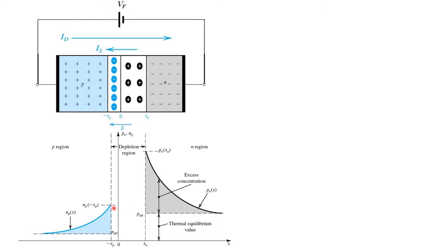On the left, a similar process occurs in the p-type region where excess minority electrons diffuse from right to left deeper into the p-type region, recombining as they go. But again, because the n-type region here is more lightly doped in this example, there's a lower concentration over here on the left. So there's less current arising due to electrons than there is due to holes.